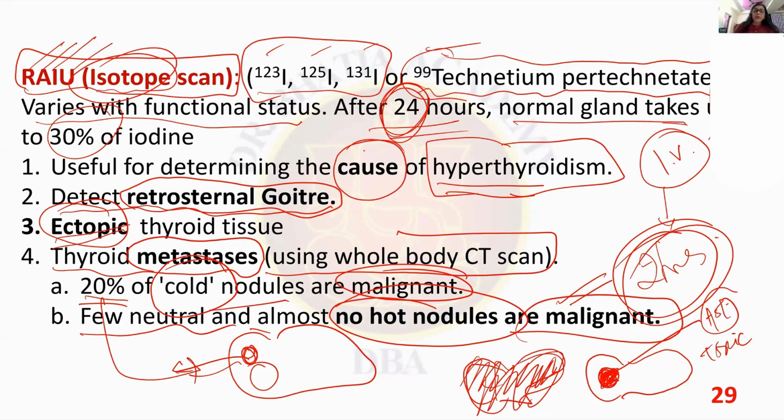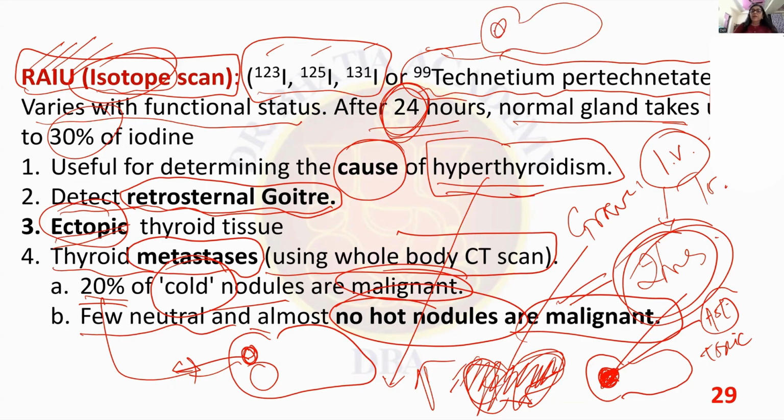Okay. So when we do a technetium scan, you can have three pictures. One is where the entire gland is hyperactive. This is seen in Graves. The second is where you can have a toxic nodule. The third picture can be a normal gland with multiple nodules, and they're all toxic. That is known as toxic multinodular goiter, or toxic MNG. Okay.